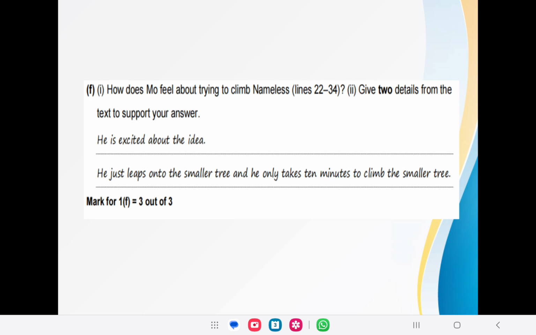Basically these are two details but the sentence is one. You can write it like that, but my advice is that you should write two details in two different sentences, because when you write them together, it gives an impression that this is one detail. Now here we have two details. First detail is, he just leaps onto the smaller tree, and the second detail, he only takes 10 minutes to climb the smaller tree. You can write them in this way, or you can write them separately. One, done. Second detail, he only takes 10 minutes to climb the smaller tree.